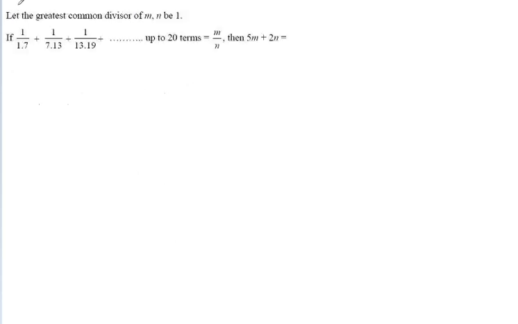This is the third problem from mathematical induction. Let the greatest common divisor of m, n be 1. If 1/(1×7) + 1/(7×13) + 1/(13×19) up to 20 terms is equal to m/n, then find the value of 5m + 2n.